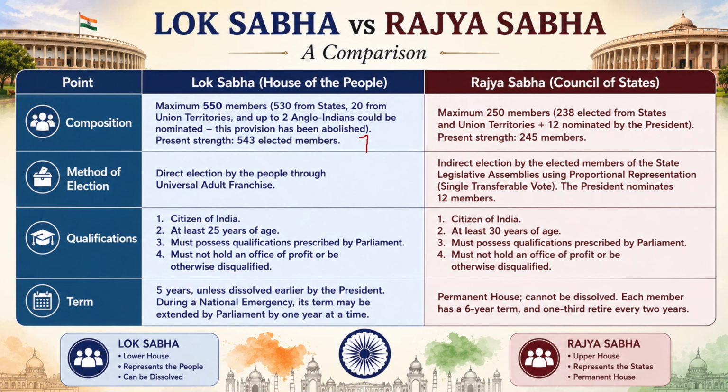Presently, the strength is 245. There are five people that are missing from our Rajya Sabha. We need five more people.